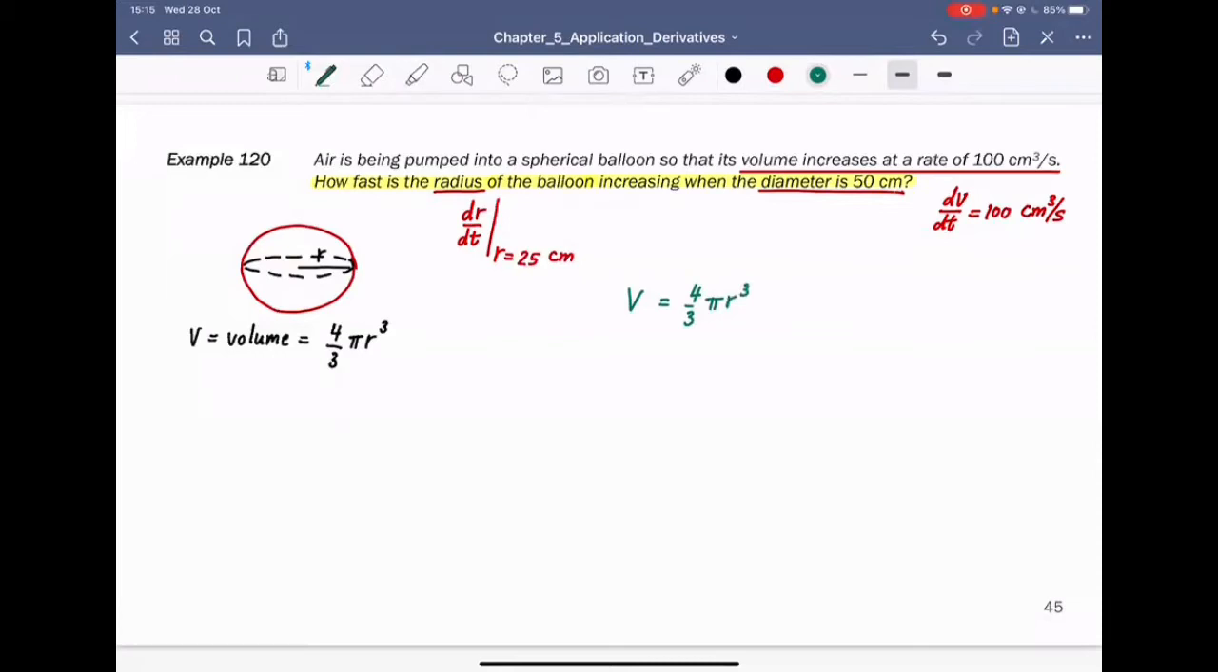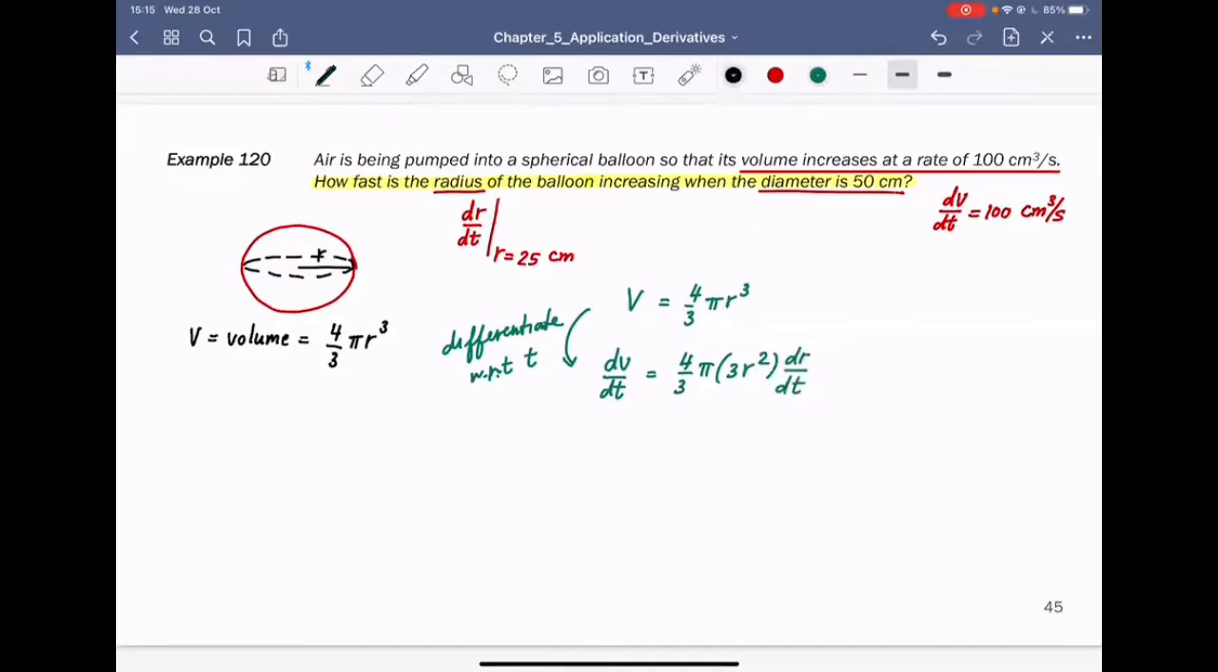So you just need to differentiate that with respect to time t. So you're going to have dV/dt, and this is 4/3 pi. This is a constant, so I pull it out. I only need to differentiate r cubed. So I have 3r squared dr/dt. This is by the chain rule.